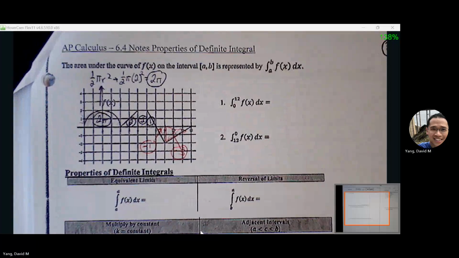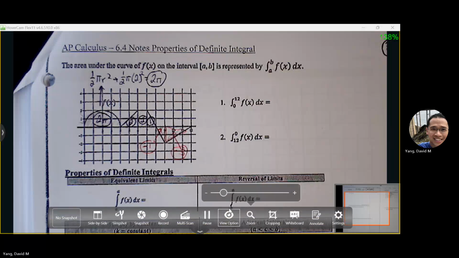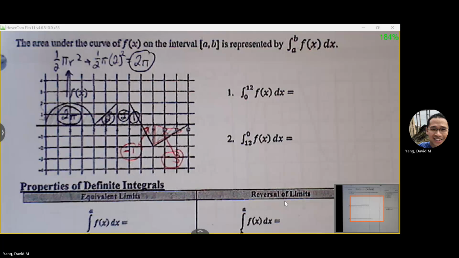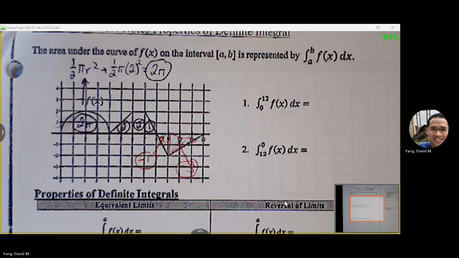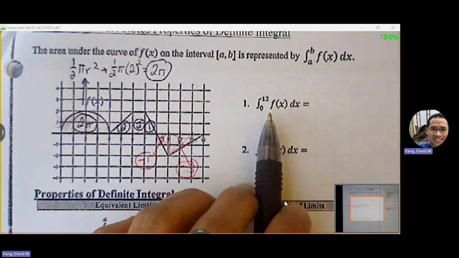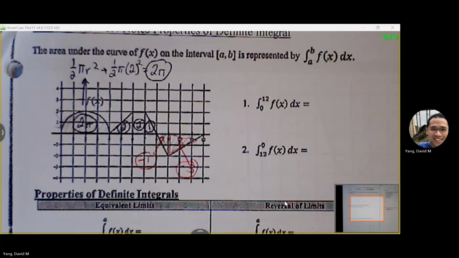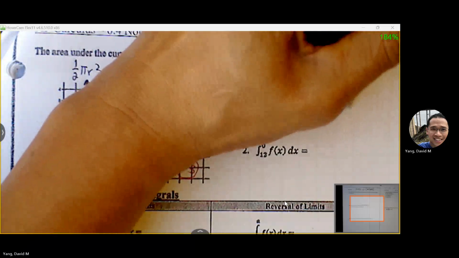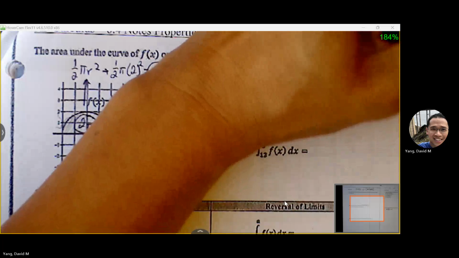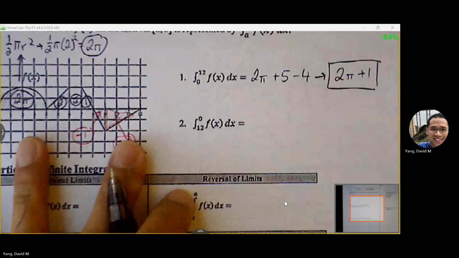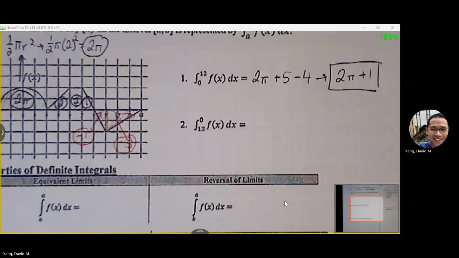Let me zoom in a bit. Okay. So if I want to find the accumulation of the region between 0 and 12, we can just add up all these numbers, right? And anything above is positive, anything below is negative. Any questions there?